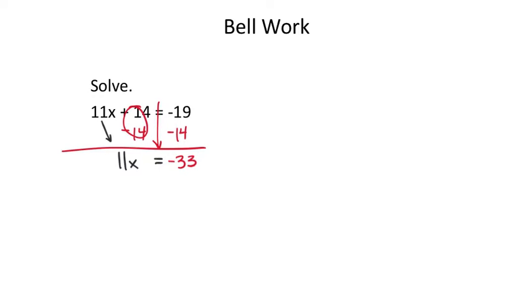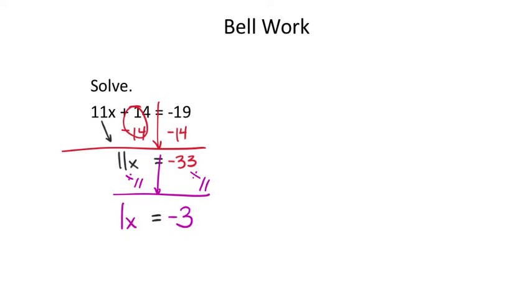The last thing for this one is we want the coefficient of x to be 1, so we end up with a 1x, not 11x's. So I need to change the 11 to a 1. I'll do that just by dividing it by itself. But again, it is a principle of equality, so if I do it to one side, I need to do it the other side as well. This gives me negative 33 divided by 11, which is negative 3.